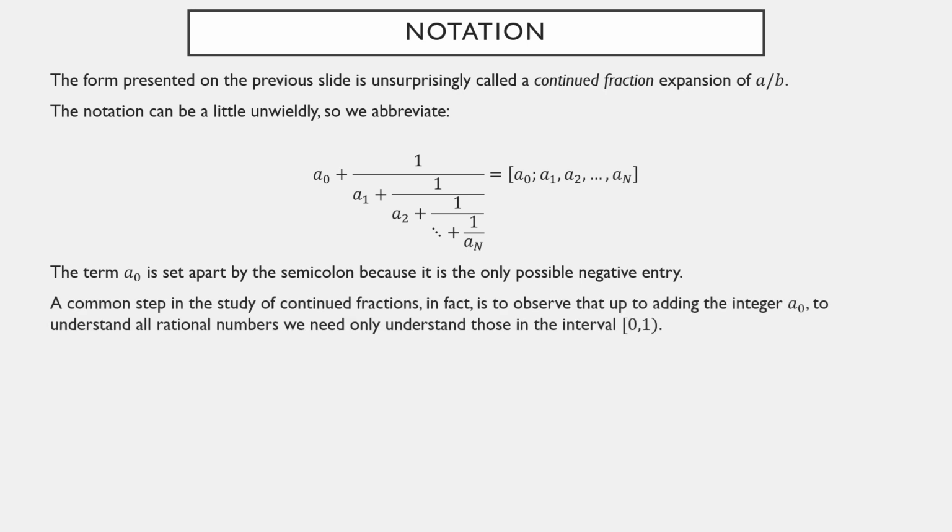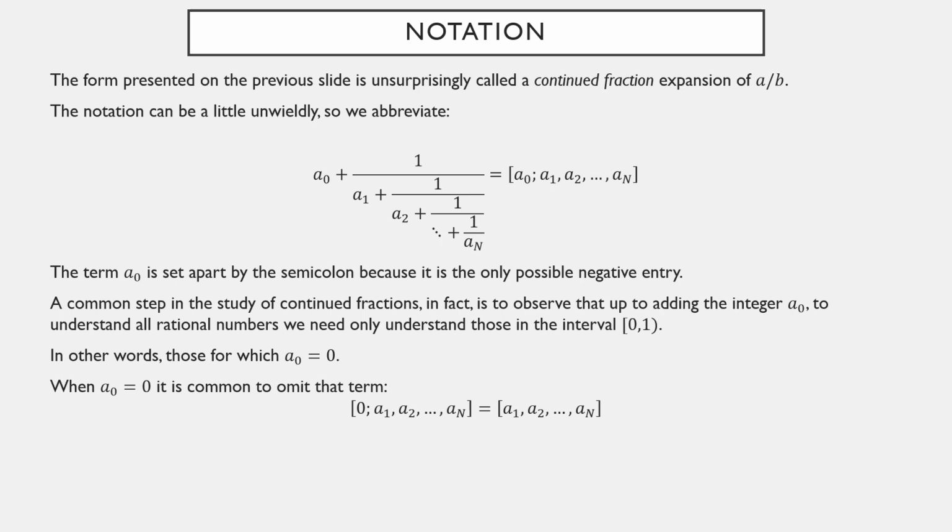So a common step, if one is studying continued fractions, is to observe that up to adding or subtracting an integer, you may as well assume that the integer part is 0. In other words, that you're only looking at numbers between 0 and 1. In other words, a sub 0 is 0. When a sub 0 is equal to 0, it's quite common to simply leave that term out entirely. In other words, don't even write the 0, just write brackets around a_1, a_2, etc. up to a_n. I'm not going to do that, but it is extraordinarily common.